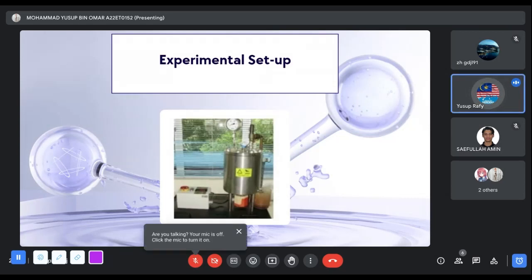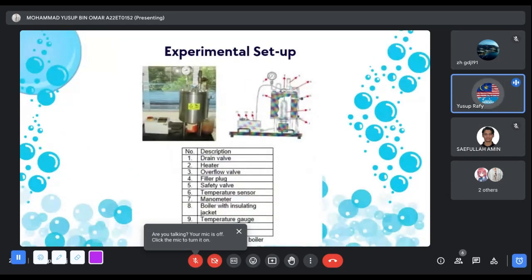Okay, this is the experimental setup. In this experimental setup, we have the drain valve, as you can see in the picture above. Second, the heater. Third, the overflow valve. Filler plug, safety valve, temperature sensor, manometer, boiler with insulating jacket, temperature gauge, heater switch, and also the master switch.